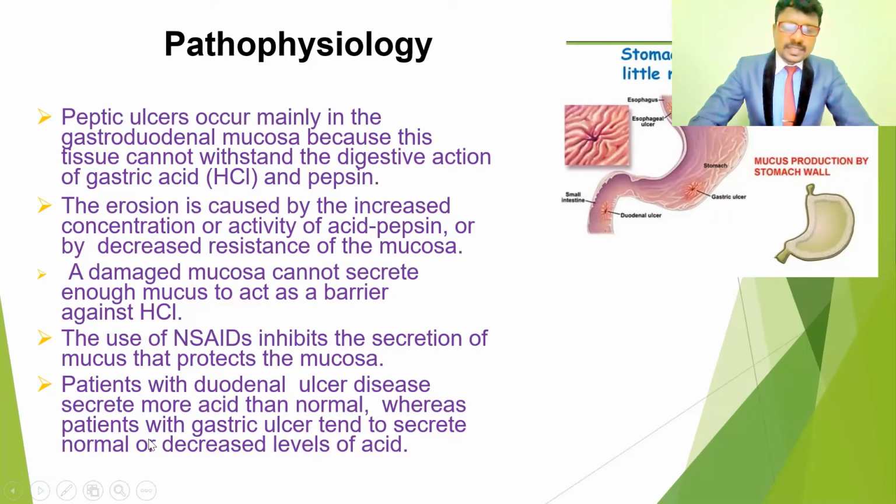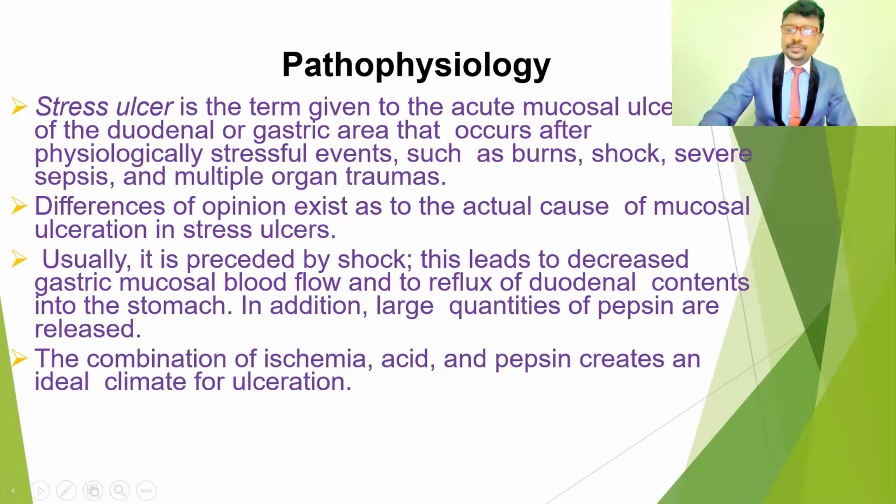Patients with duodenal ulcer disease secrete more acid than normal, whereas patients with gastric ulcers tend to secrete normal or decreased levels of acid. So in those with gastric ulcers, the HCl concentration may be normal or decreased, but in duodenal ulcers the HCl concentration is going to be high. That is the difference between duodenal and gastric ulcers.